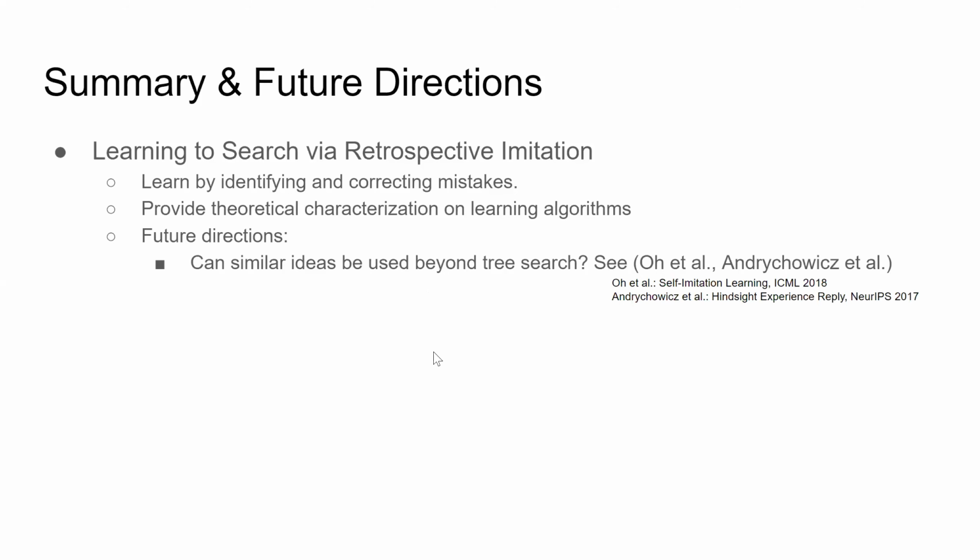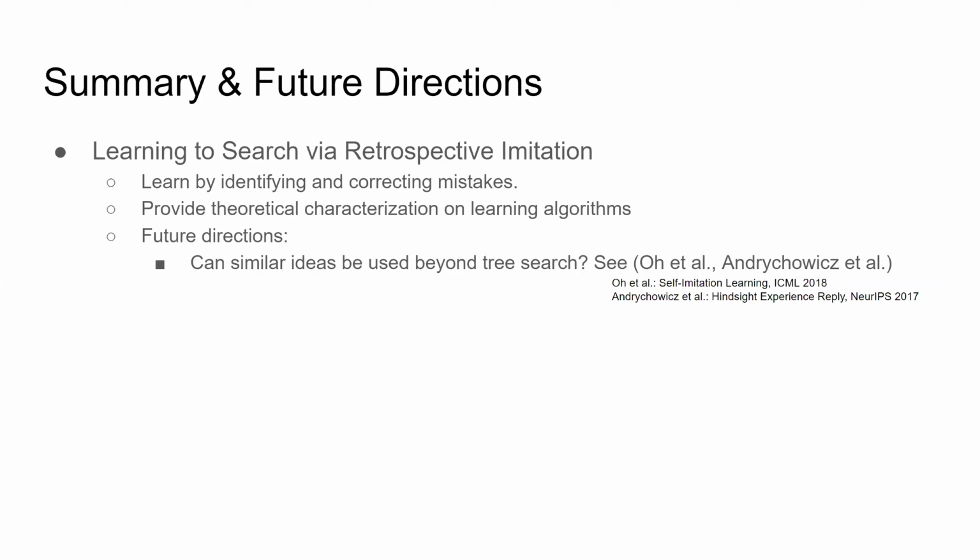Okay, so I'm just going to summarize what I presented so far and some future directions that might be interesting. So for the first work, learning to search via retrospective imitation, we apply this idea of learning by identifying and correcting mistakes and provide theoretical characterization of this learning algorithm. So for the future direction, one obvious question is, can we generalize this beyond tree search? Because how the retrospective oracle is designed currently relies a lot on the tree structure in order to find these shortest paths.